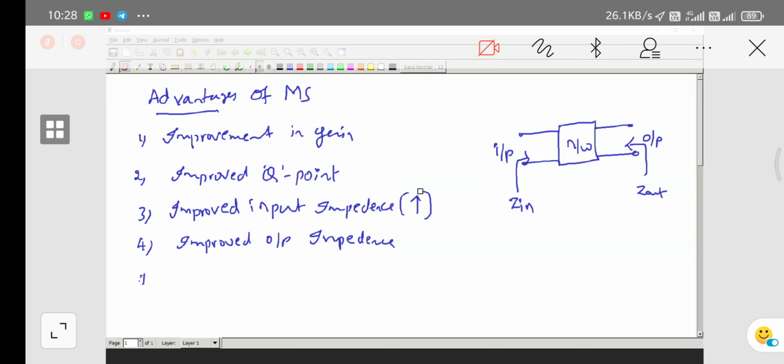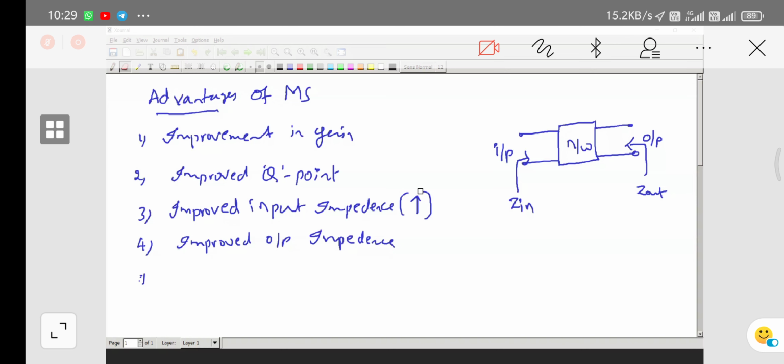So there are different types of coupling in multi-stage amplifiers. One is direct coupling. It means we are not going to use any elements, like any resistor or capacitor, in the multi-stage amplifier. We use only a conducting wire, that's it. That is called direct coupling.